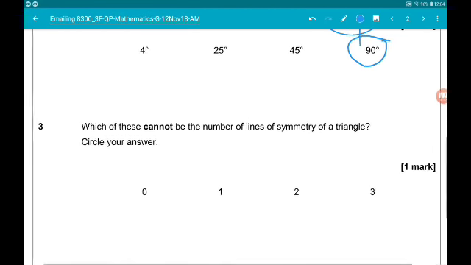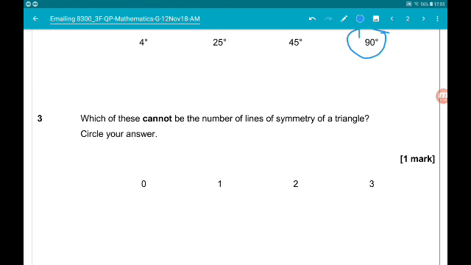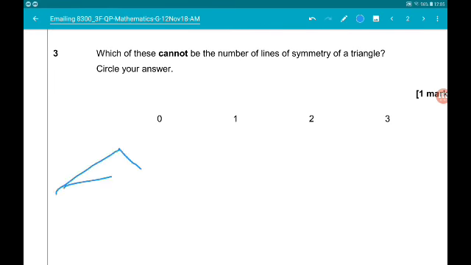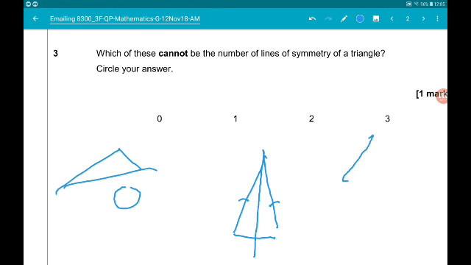Question 3. Which of these cannot be the number of the lines of symmetry of a triangle? 0, 1, 2, or 3. Okay, so if we had a scalene triangle, which is one where all the sides are different, that has 0 lines of symmetry. If we had an isosceles, where two sides are the same, we got one line of symmetry down the middle. If we had an equilateral, where all the sides are the same, you got 1, 2, 3 lines of symmetry, so the answer is that you cannot have 2.